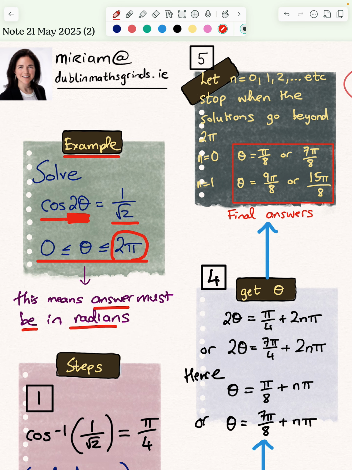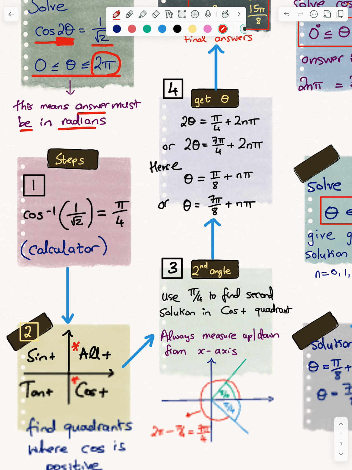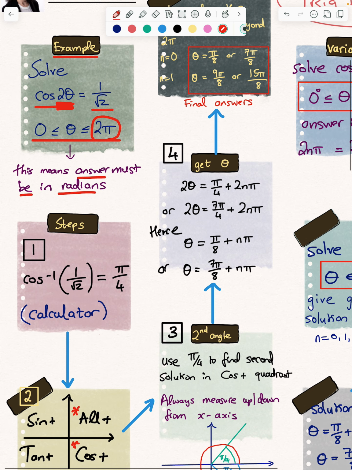Okay, so I'm following through here and the steps go 1, 2, 3, 4, so they go down and then they go up. So the first step is to find an angle, and you do that by getting cos inverse of the right hand side above, 1 over root 2. Now, if you want to give your answer in radians, then turn your calculator to radians to get out the answer of pi over 4.